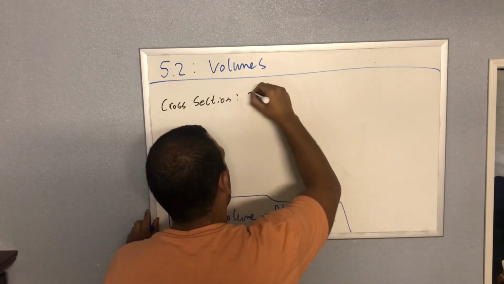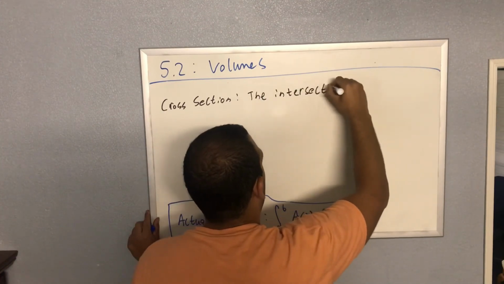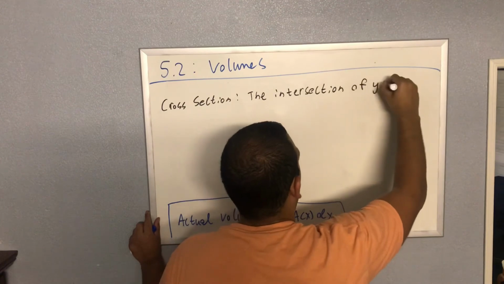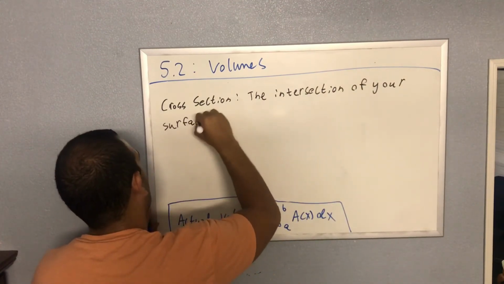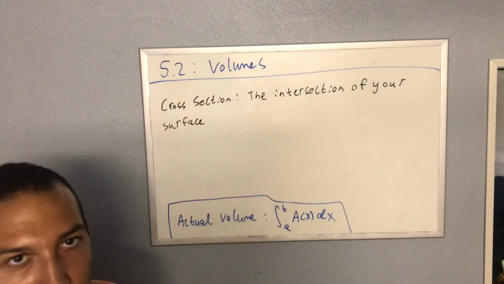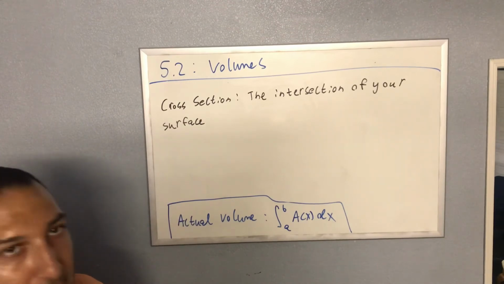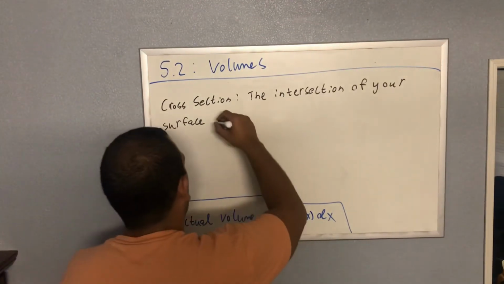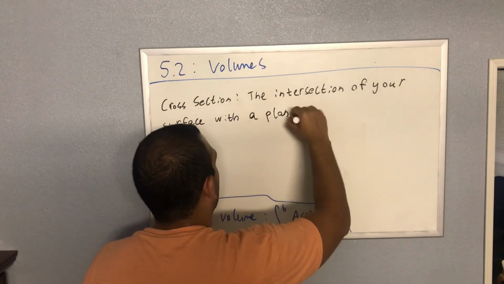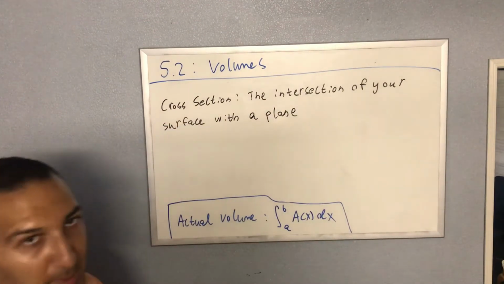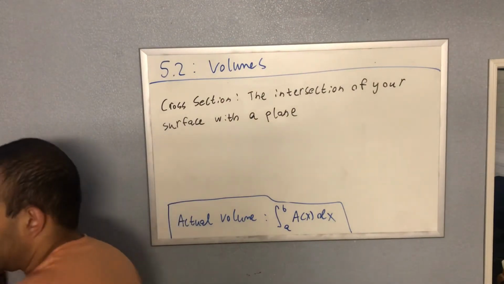So a cross section is the intersection of your surface, and by surface, I mean your object, like a sphere, a cylinder, a bowl, anything basically, with a plane. And by plane, I mean a piece of paper essentially. But the piece of paper can be oriented in any way.